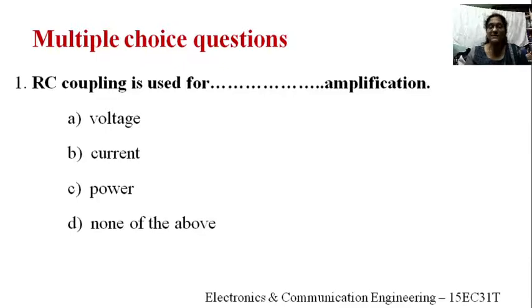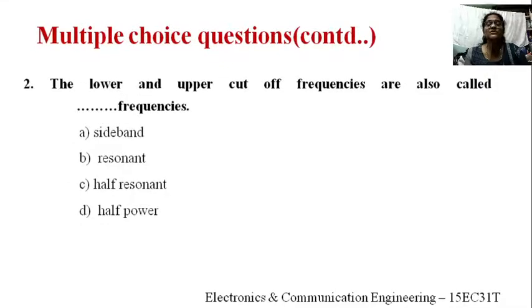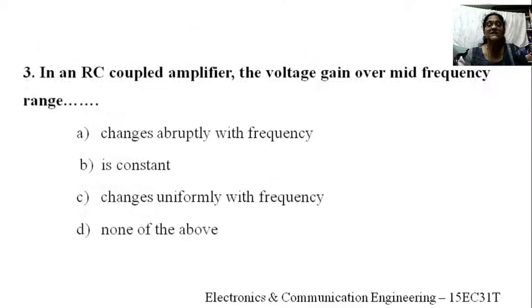So the answer is A. Next question: the lower and upper cutoff frequencies are also called dash frequencies. So lower and upper cutoff frequencies give the bandwidth, right? So therefore we can say half power points. The option D is the answer.